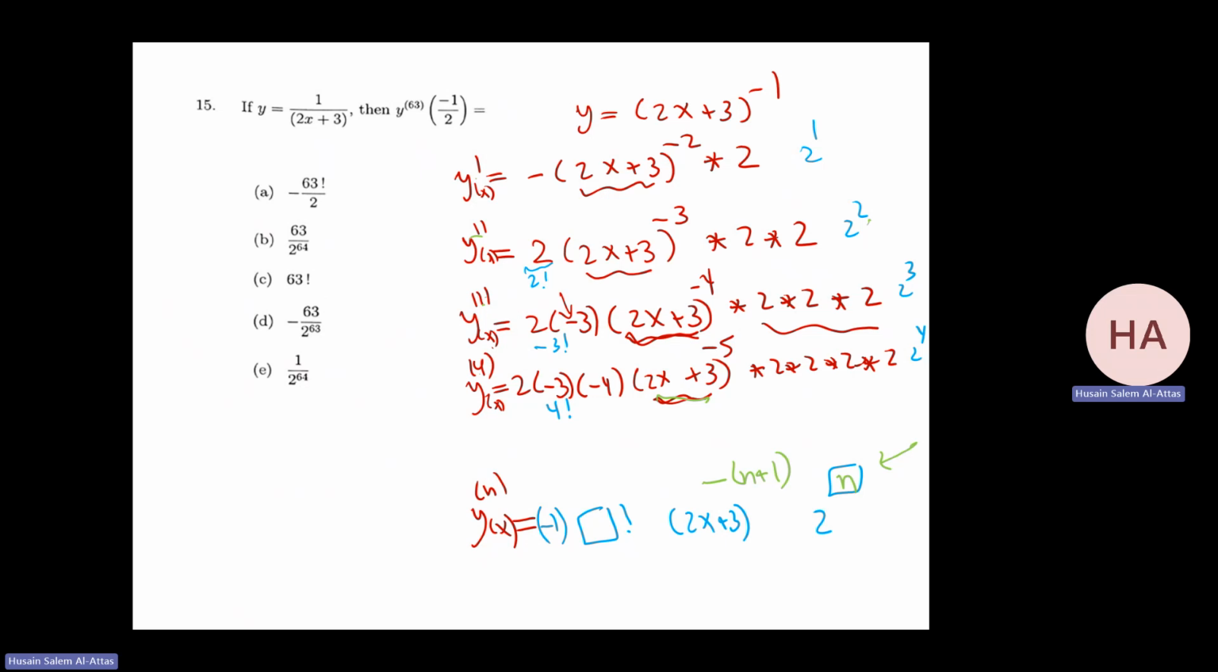Okay, the factorial. Third factorial. Fourth factorial. So I have n factorial. Now for the even, it's plus. For the odd, it's negative. So it's minus 1 to the power n. Like what we did before.